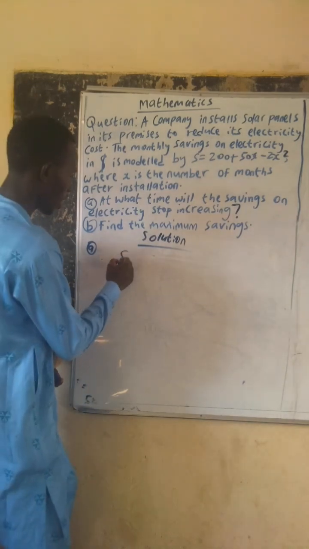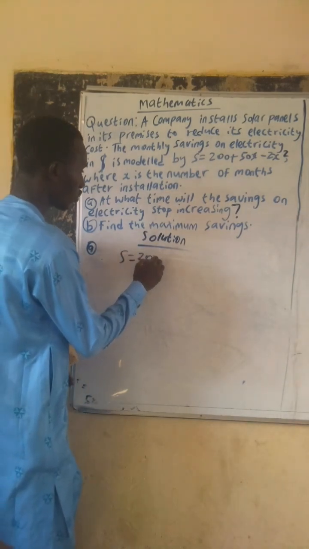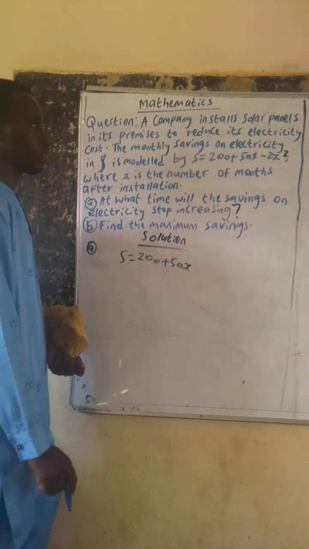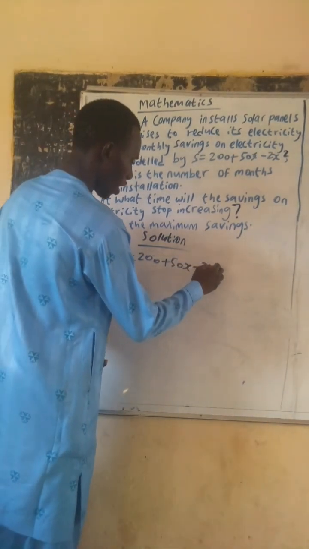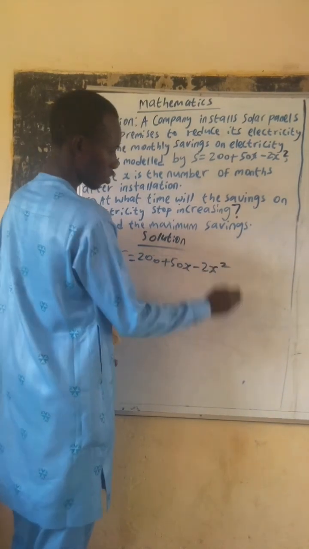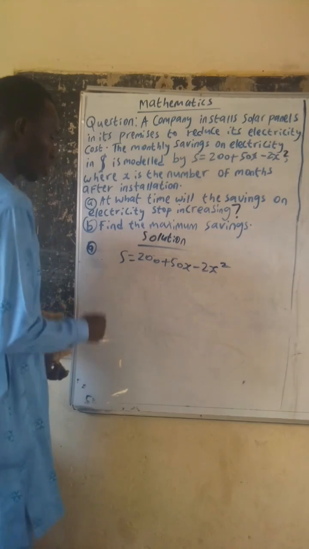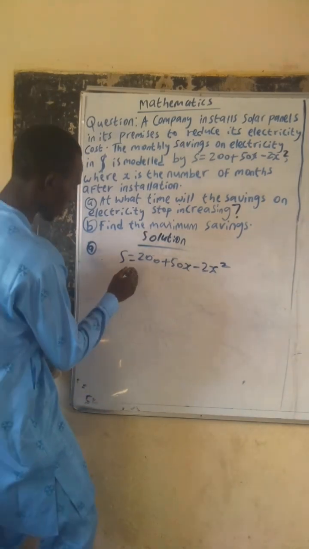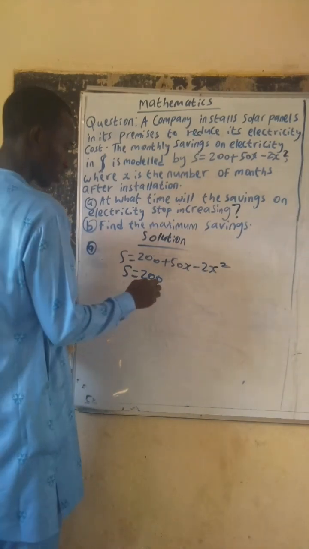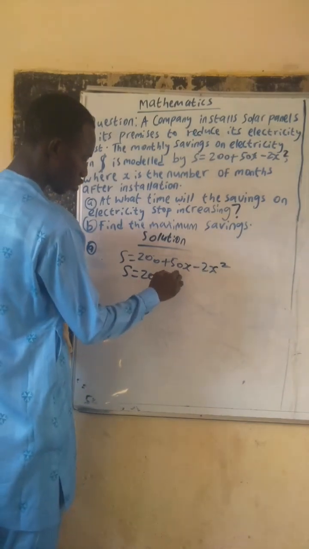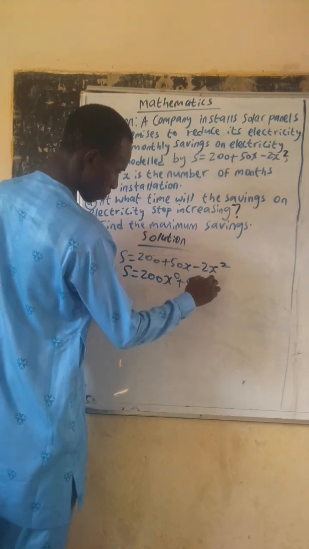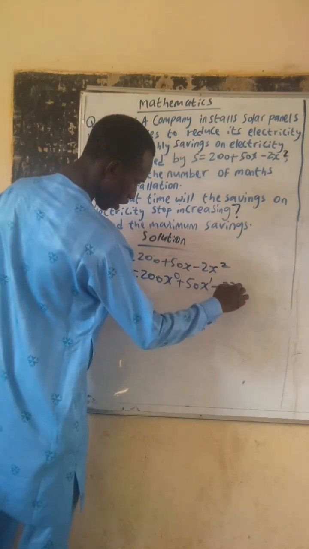And the equation is S equals 200 plus 50x minus 2x squared. So this is the equation. And mind you, this equation is the same thing as S equals 200x raised to power 0 plus 50x raised to power 1 minus 2x squared.